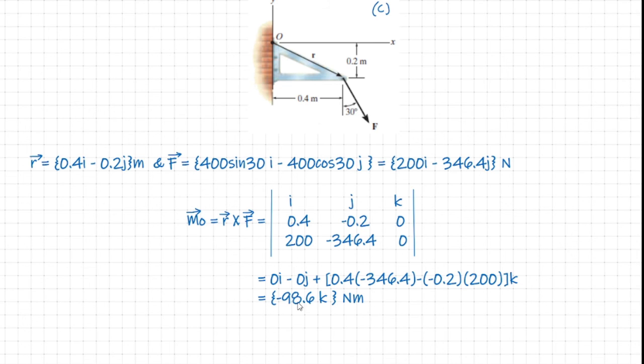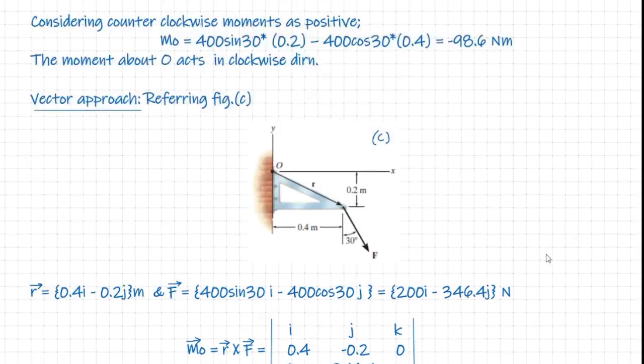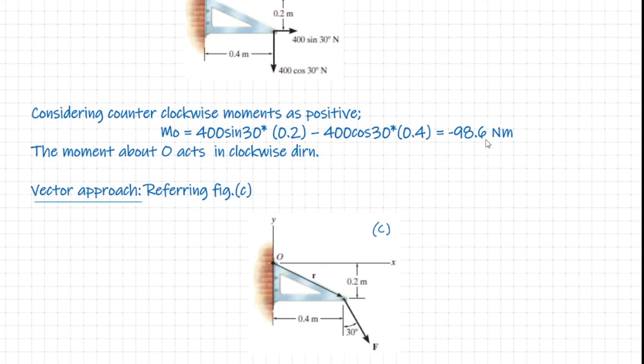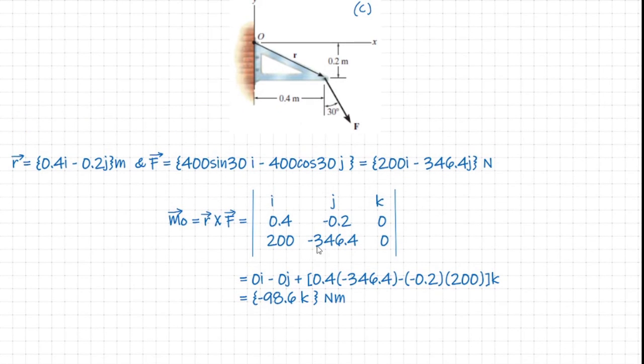Now look into this expression. We find that the magnitude of this moment is 98.6 Newton meter, which matches exactly with our value obtained in the scalar approach. Now regarding the direction, remember that it is directed along the negative z-axis.